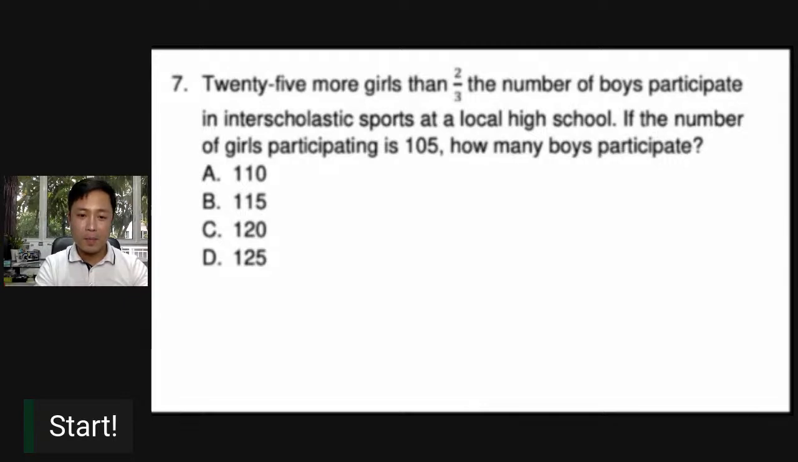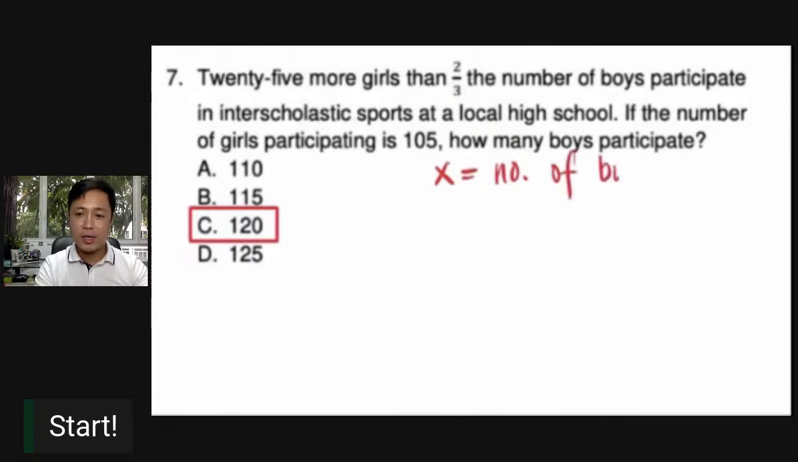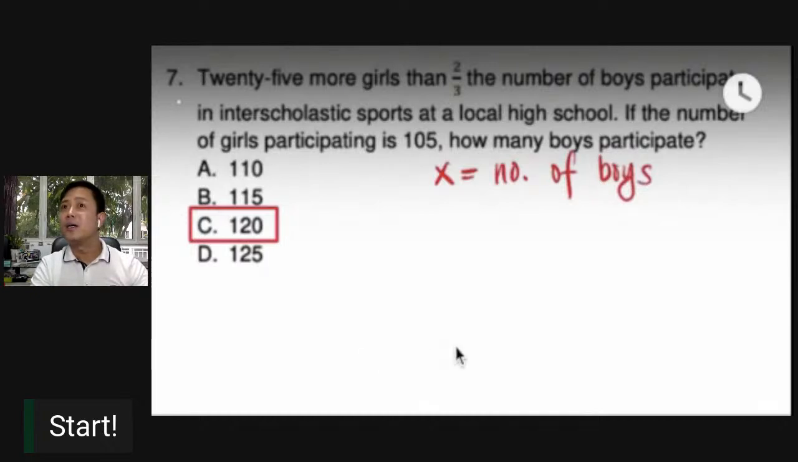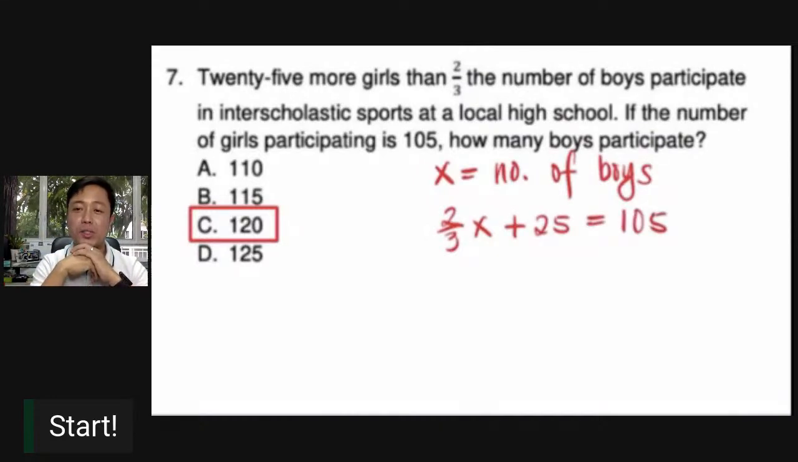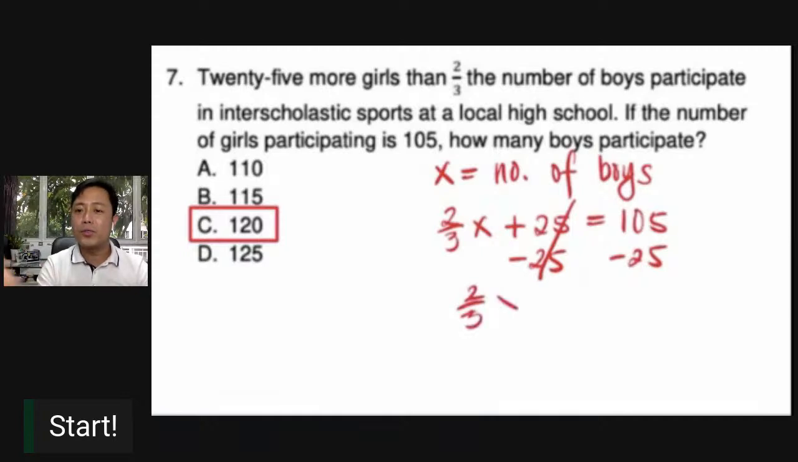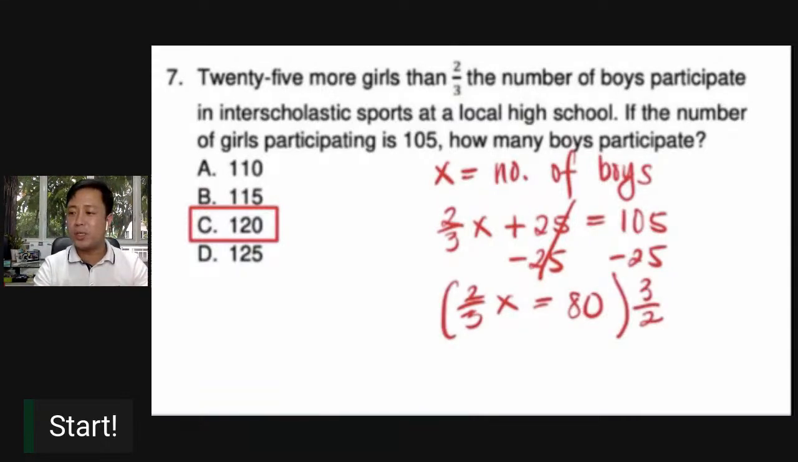All right, I'm seeing more people typing their answers. The answer is letter C, you're right. So just like what I've said, the equation now is 2/3 X plus 25 is equal to 105. I'm then doing the inverse operation, so you can subtract 25 from both sides. Then 2/3 X is equal to 80. And then you can multiply by the reciprocal of 2/3, which is 3/2. So X is equal to 80 divided by 2 is 40 times 3, you get 120.